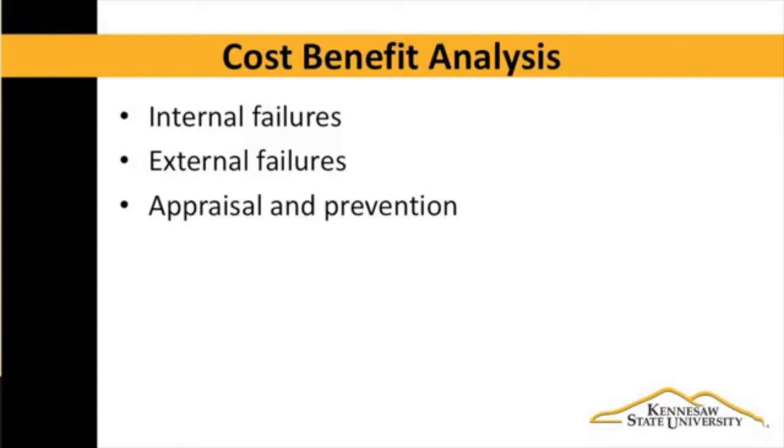Appraisal costs are incurred to determine the degree of conformance to quality requirements. Some examples of these are incoming inspection, final inspection, and quality audits. Prevention costs are incurred to keep failure and appraisal costs to a minimum. Some examples include quality planning, design reviews, and training. Prevention costs are important because they entail small investment costs relative to a higher cost of poor quality.